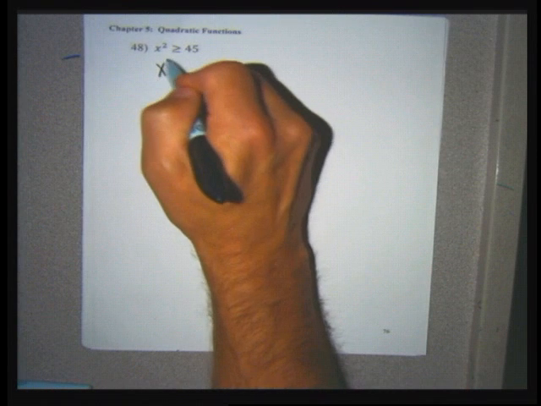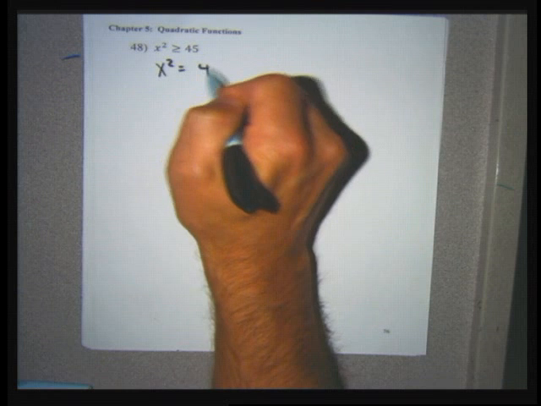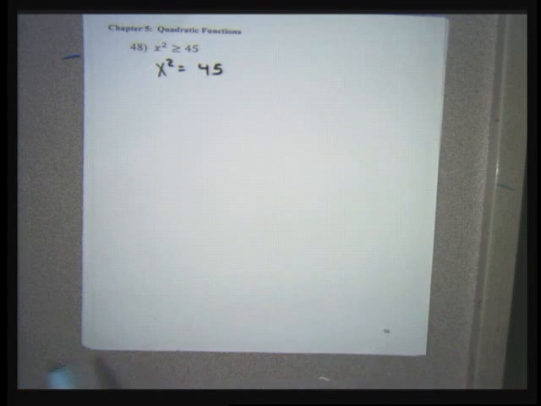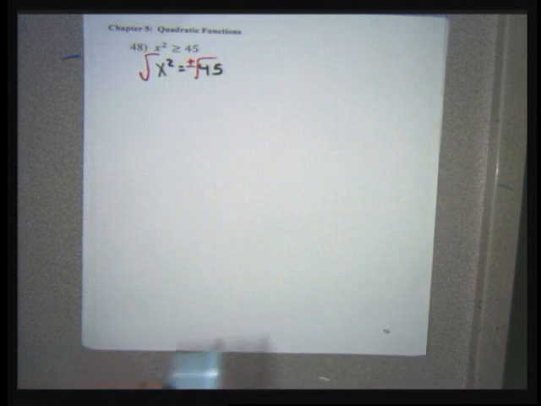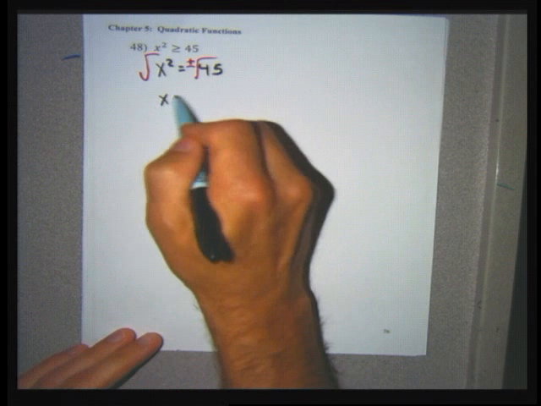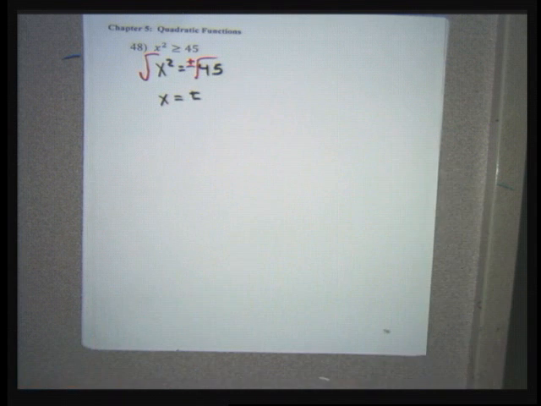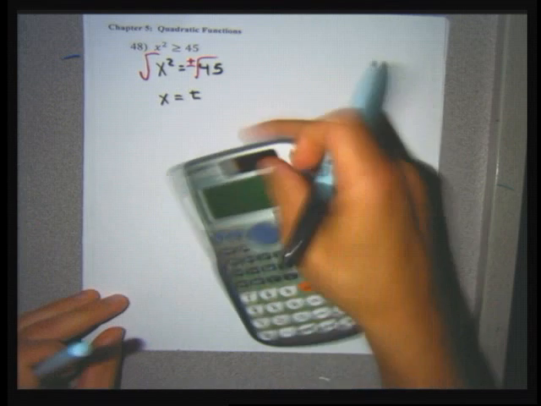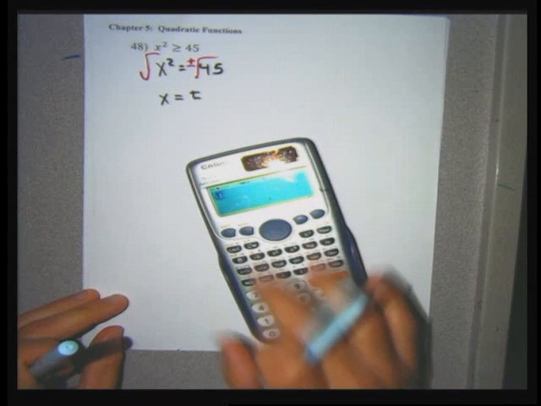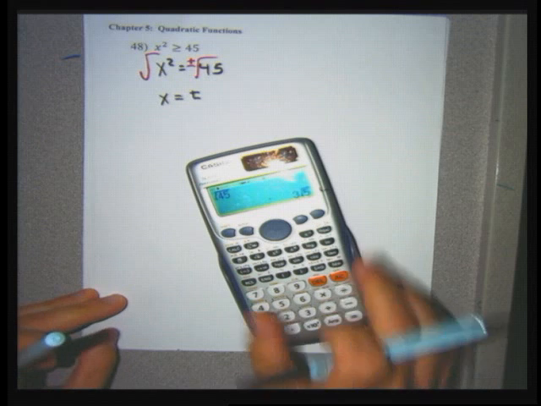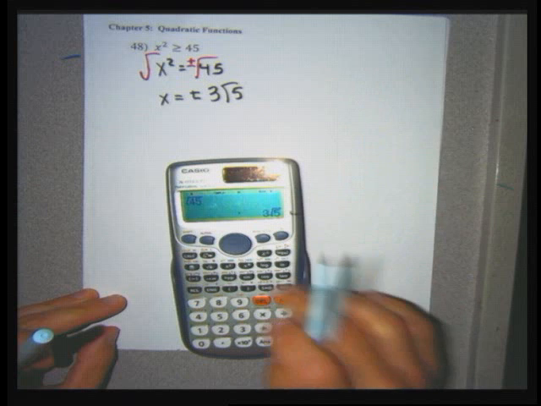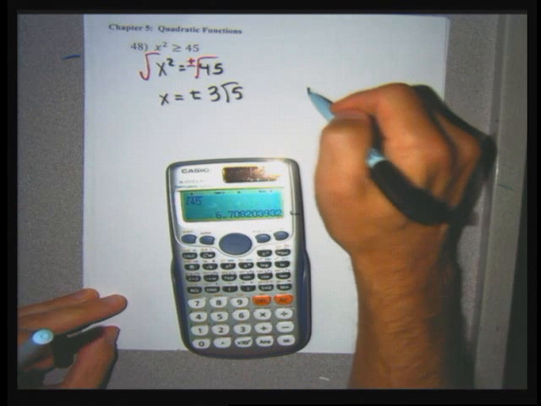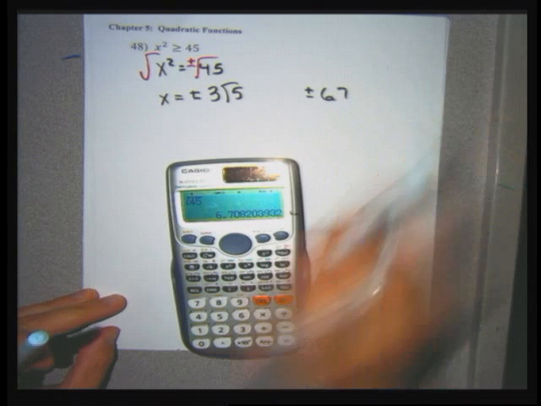So first step, solve the problem like it had an equal sign. And then I'm going to square root, plus or minus square root. So it's going to give me x equals plus or minus. And then I'm going to get a nice radical answer on my calculator. And I'm also going to figure out the decimal because it helps me out. So the nice radical answer is plus or minus 3 square root of 5. And as a decimal, when I hit the SD button, it's plus or minus 6.7.